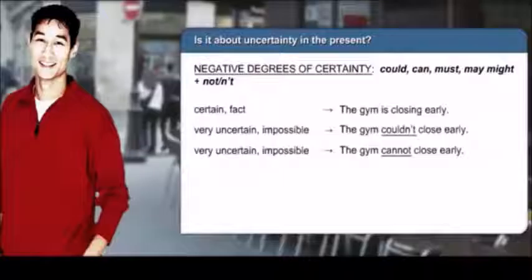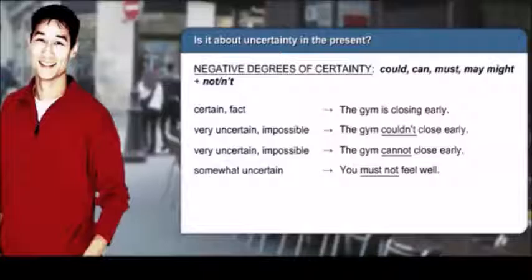To express impossibility or a high degree of negative certainty, use could or can plus not, or the contractions couldn't or can't. Cannot is also used formally or for emphasis. The gym couldn't close early. The gym cannot close early. To express a slightly higher than 50% degree of uncertainty, use must not. Must not is also used to show a speaker's deduction or observation about a situation. You must not feel well.